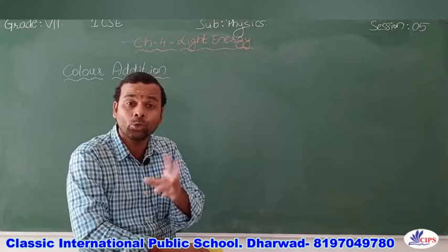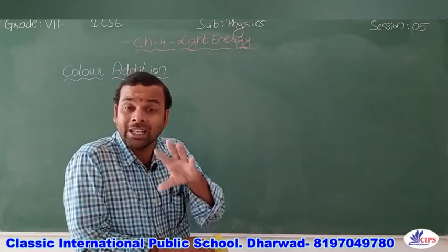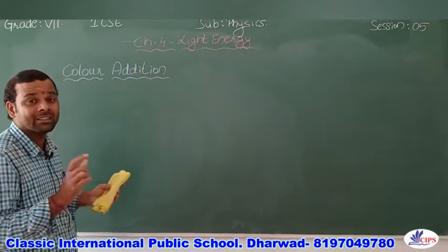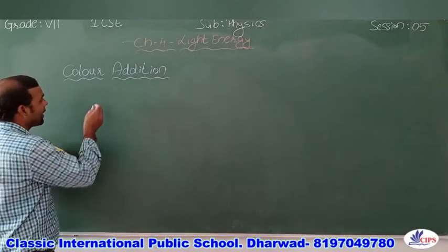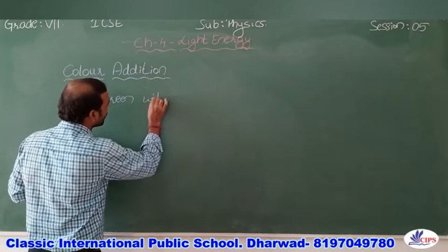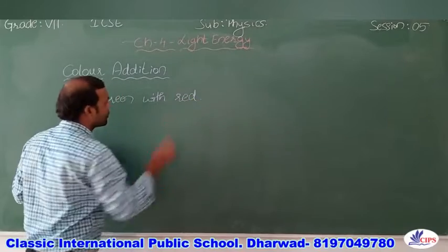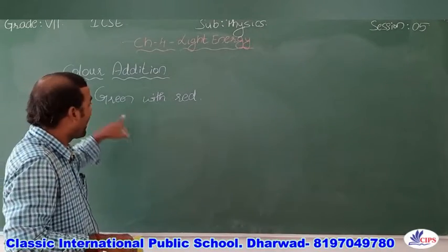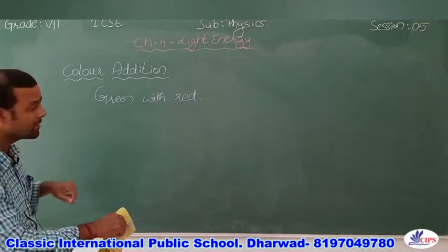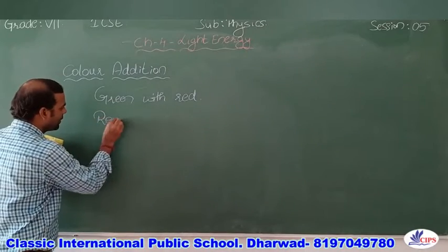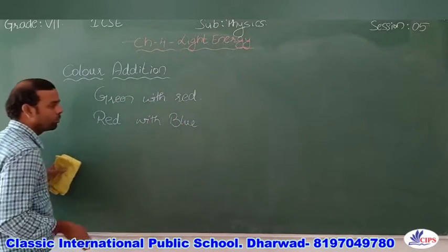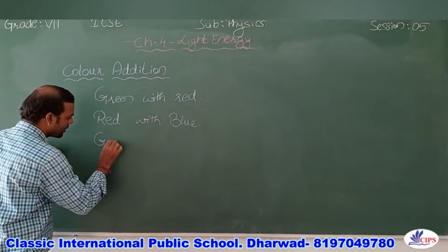When you add two colors among the three, you also observe different colors. In color addition, we are adding green with red. So red light and green light are mixed together. This is one of the cases. The next case is red with blue, and the next one is green with blue.